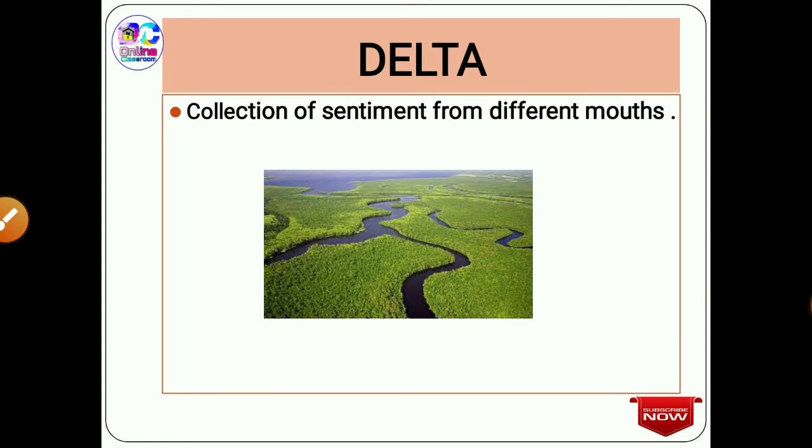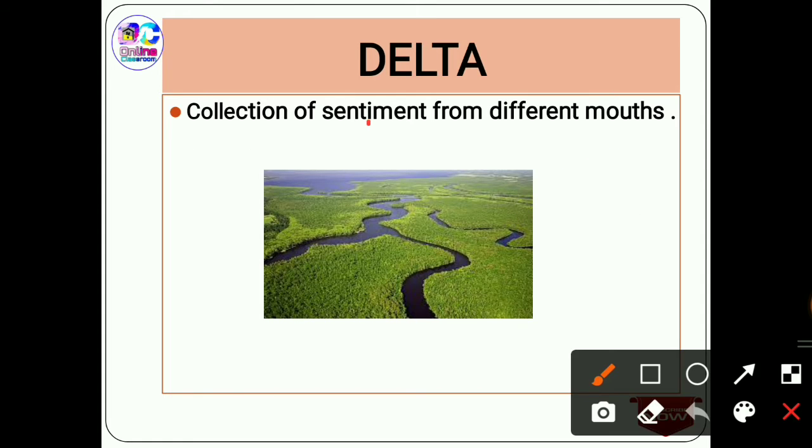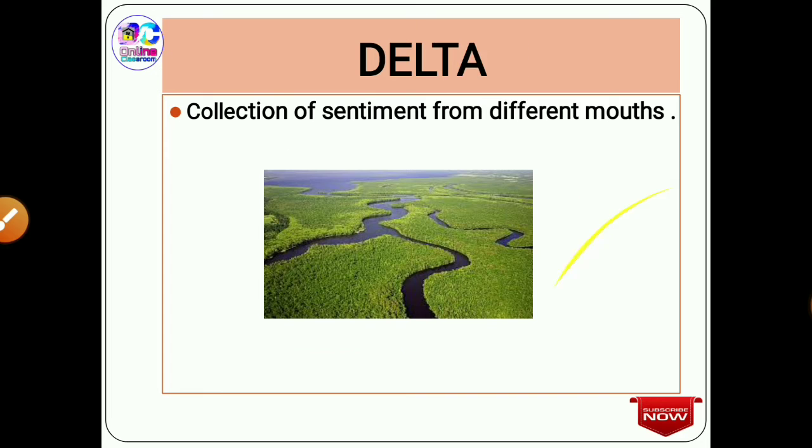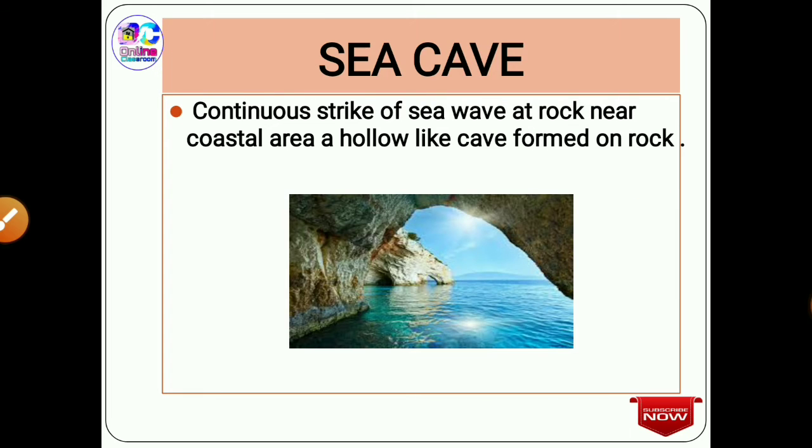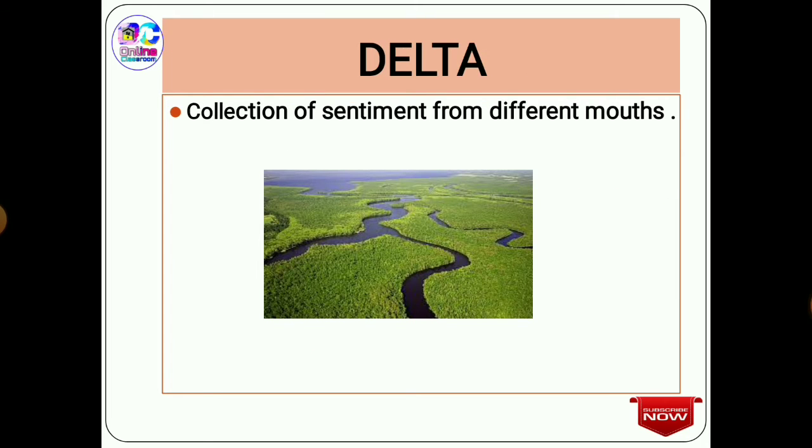The next is the delta. There is also the same mistake. This T is being replaced by D. So when sediments collect from different mouths, this forms a delta. Next we are going to have the sea cave. Before this, these are the landforms that have been formed by the rivers.